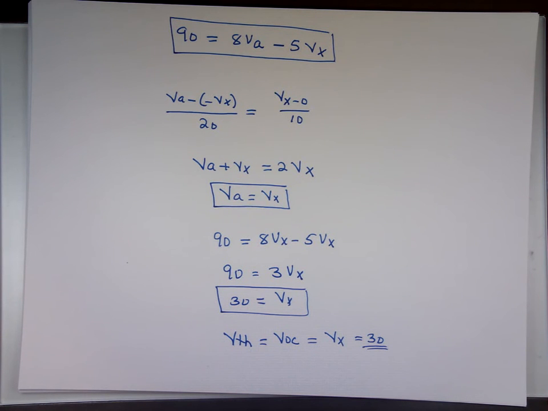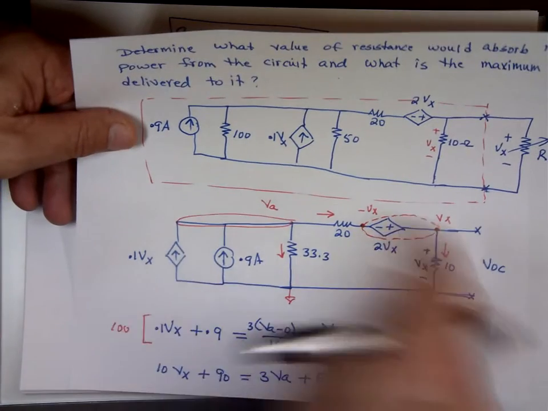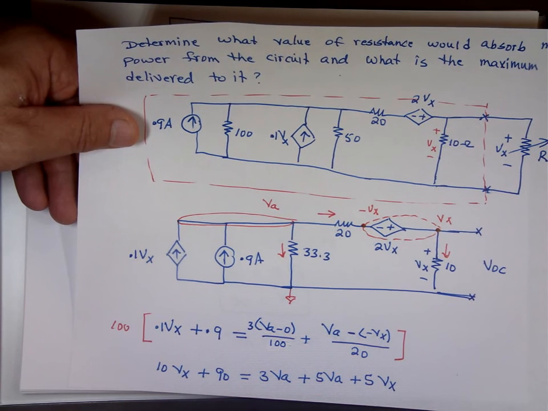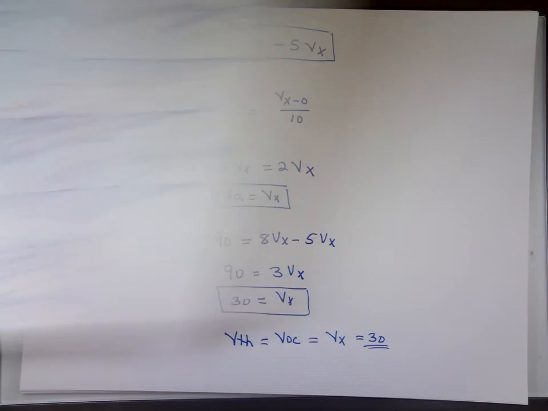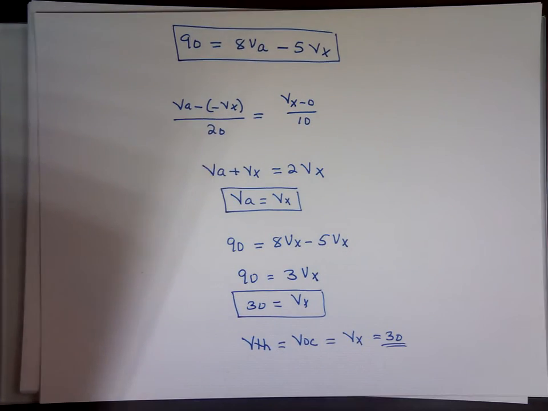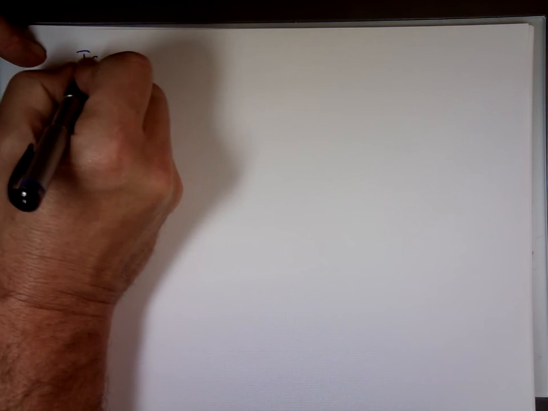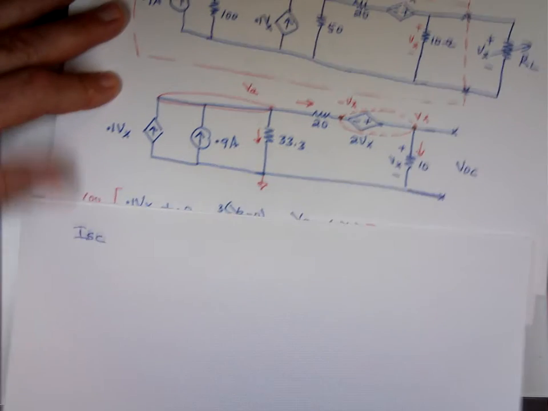Now we need to find I short circuit. When you have independent and dependent sources, to find R Thevenin is V open circuit over I short circuit. So let's find I short circuit. Let me take my circuit so you get to see it here. We're going to put a wire here.